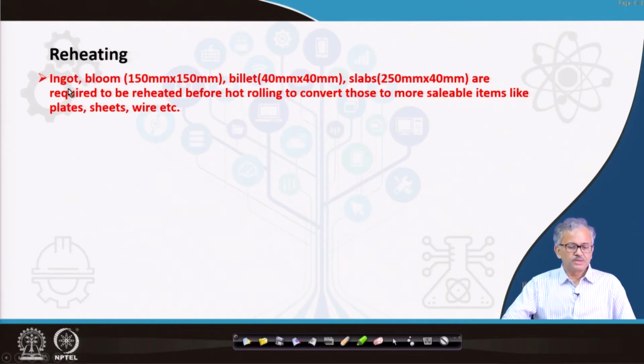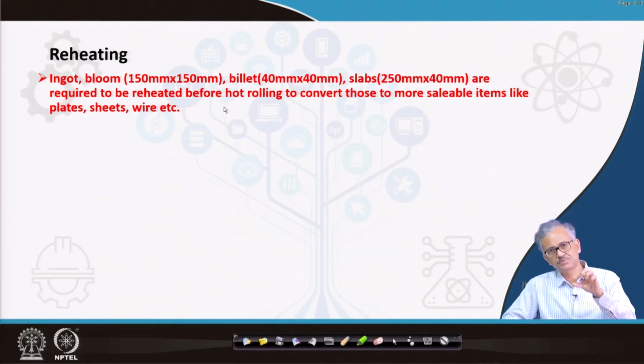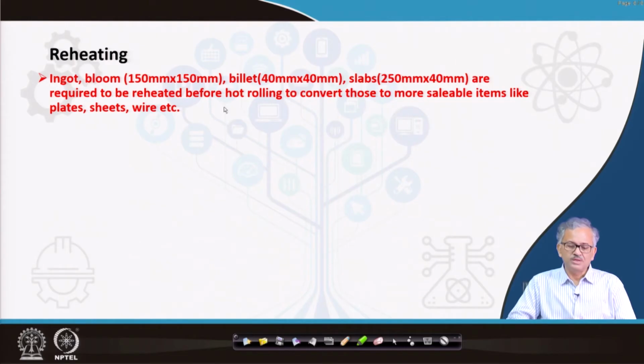So what is reheating? Ingots, blooms, billets and slabs are required to be reheated before hot rolling to convert them to more sellable products like plates, sheets and wires. They have to be hot rolled because their thickness is much higher. They have to be reduced significantly to a sheet thickness of 1 to 5 millimeter, starting from something like 150 millimeter.